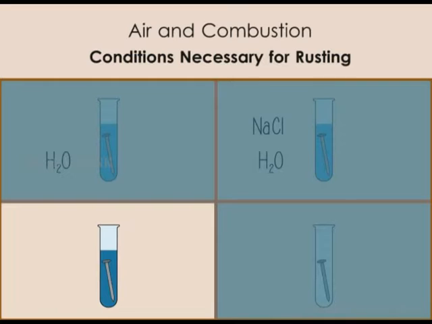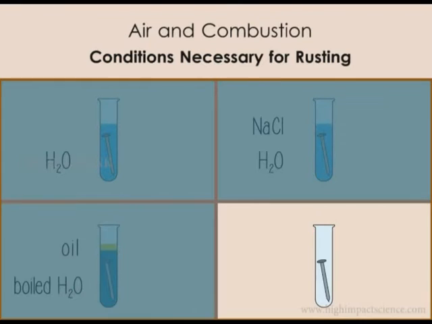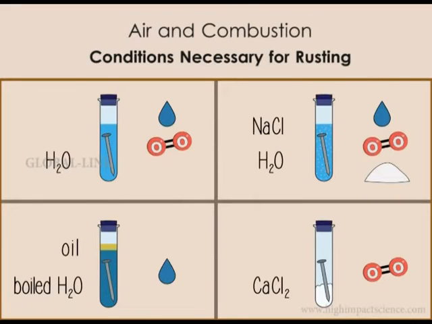Fill the third one with boiled water and add a thin layer of oil. Boiling removes dissolved oxygen from water. Oil prevents any entry of oxygen from the air. To the 4th test tube, add a spoonful of calcium chloride. Calcium chloride removes moisture or water. Put stoppers at the mouth of all the test tubes and leave them for some few days.